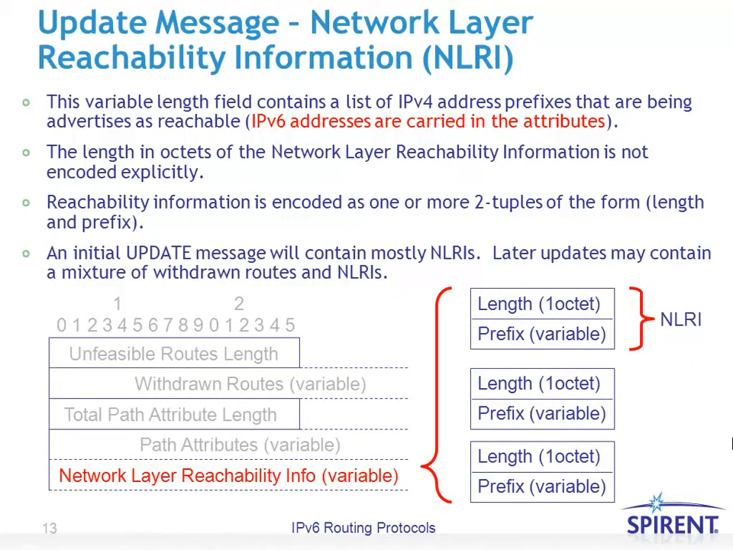So the network layer reachability information in the update message itself is not used to carry IPv6 prefixes. The withdrawn routes and the network layer reachability information in the update message are used for IP version 4 addresses, whereas IP version 6 addresses are actually carried in the attributes.